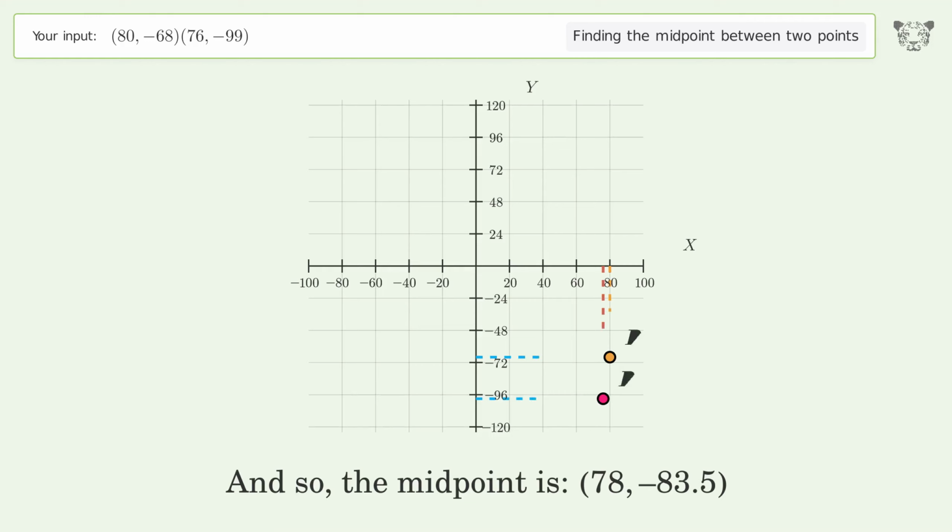And so, the midpoint is 78, negative 83.5.